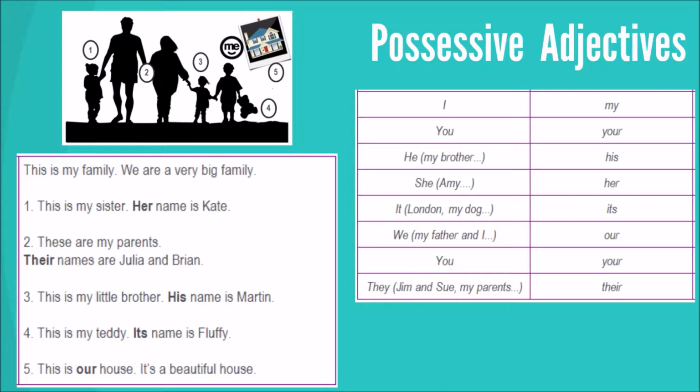This is my little brother. His name is Martin. This is my teddy. Its name is Fluffy. This is our house. It's a beautiful house. My, your, his, her, its, our, your, their.